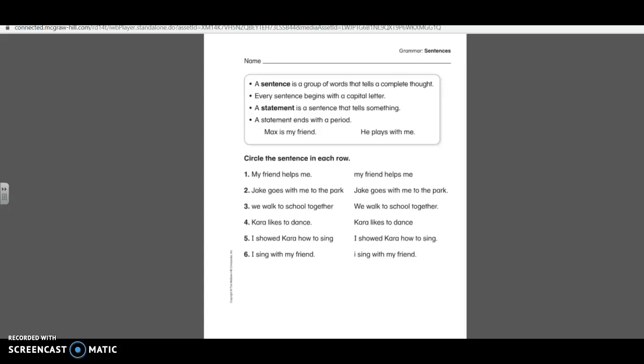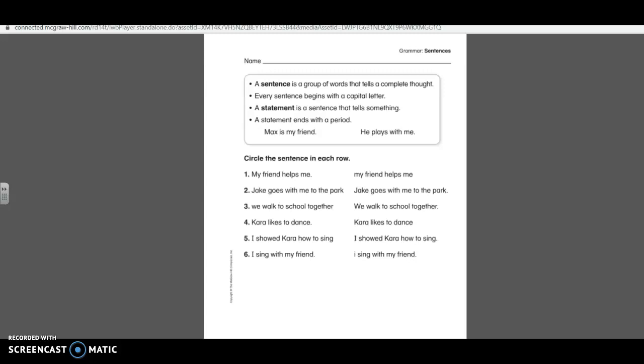Okay. So number 1 says what? Everybody read it. My friend helps me. Okay. Oh, okay. Now this one. Here is this one. Now look at this one. My friend helps me. Which one is the correct sentence?